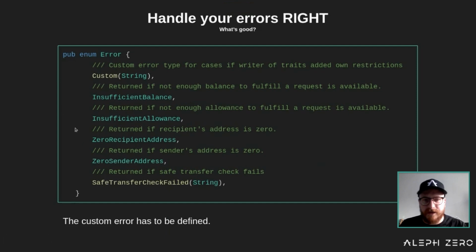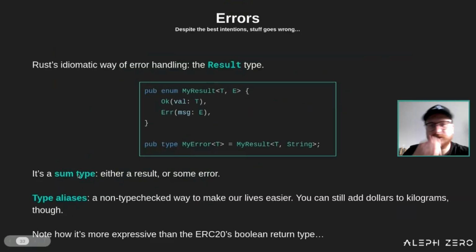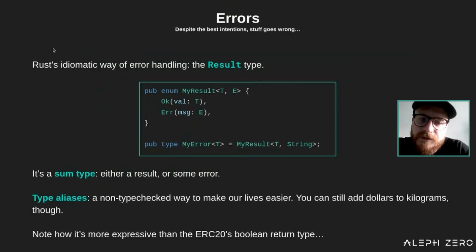Like in our case, from the transfer, if the amount you want to send is more than you have, you will get the insufficient balance error, right? Now, Rust has this way of kind of algebraically handling errors. So no exceptions, no weird execution flow breaks.